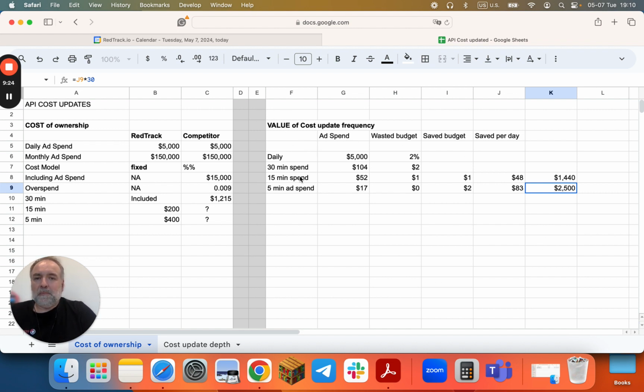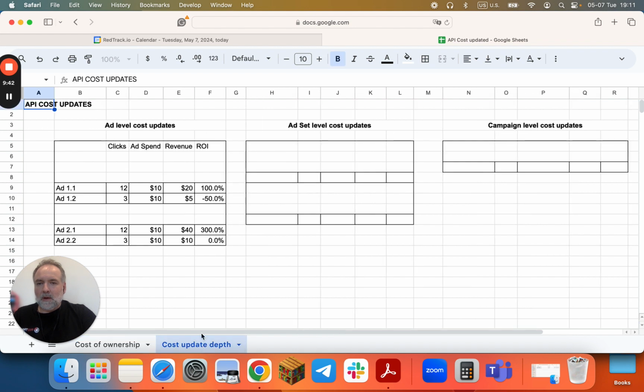Now, the other topic that most ad trackers don't like to speak about is cost update depth. Why it's important. So let's start with what we believe should be the foundation of the model. Costs updated on the ad level, because that's the most granular part of your campaign, typically for Facebook or for TikTok, for example.